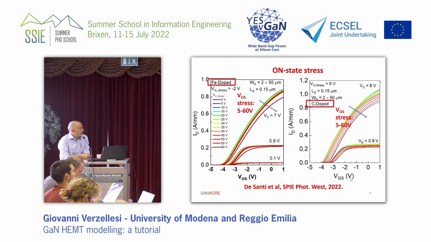On-state stress for iron doped and carbon doped devices, again small degradation. This last curve refers to just the condition just before the failure, the complete failure of a device, so it can be related to other concomitant effects going on. We should limit ourselves to considering these curves. Small degradation, much higher degradation for the carbon doped, and the main effect is a VT shift to more positive, to less negative values.